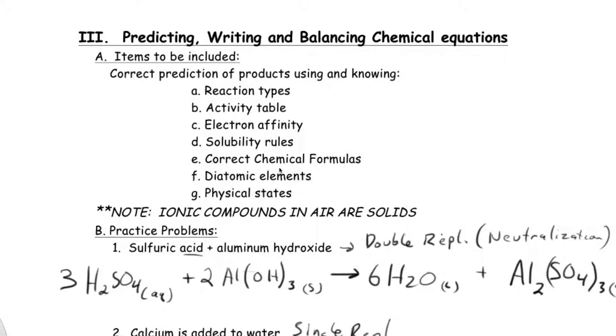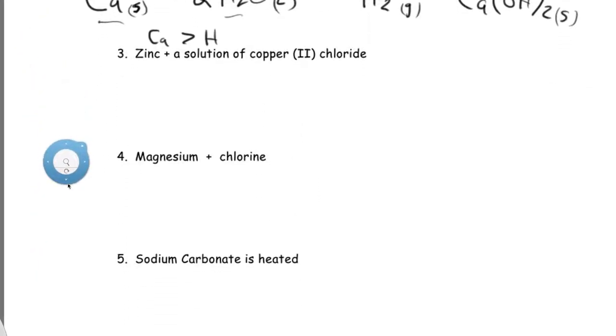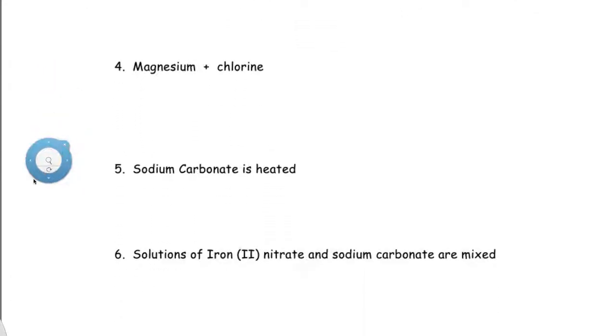We're going to continue predicting, writing, and balancing chemical equations. Again, we're just given the words of the two reactants, and I'm going to pick number 5 down here. Sodium carbonate is heated.